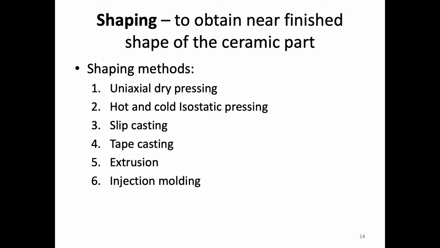Okay, so the ones that we're going to talk about today are uniaxial dry pressing. So this is something you should be familiar with from the lab. We'll also talk a little bit more about hot and cold isostatic pressing. So this is a bit of a variation on dry pressing. We're also going to talk about slip casting. So this is a pretty traditional technique from the pottery community. We'll also talk about tape casting, which is a way of forming thin films. And we'll also look at extrusion and injection molding, and also talk about some more prototyping techniques as well.